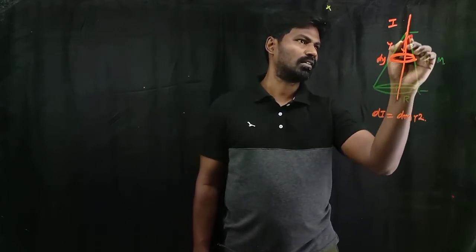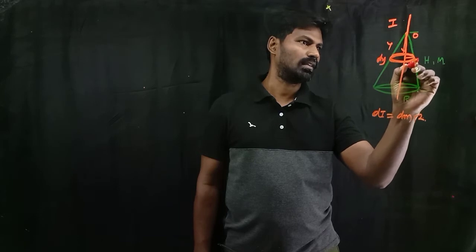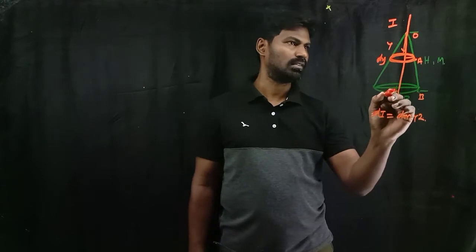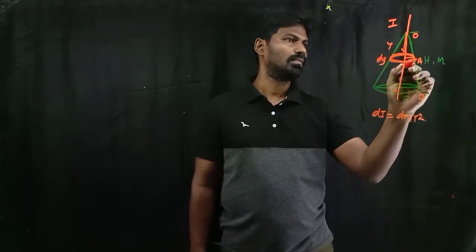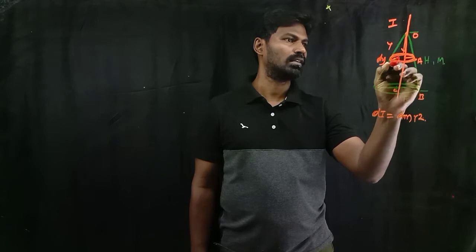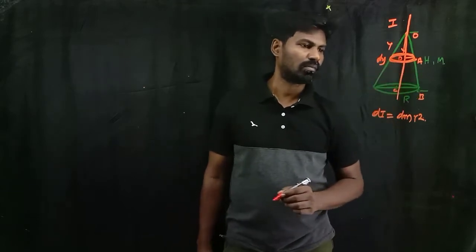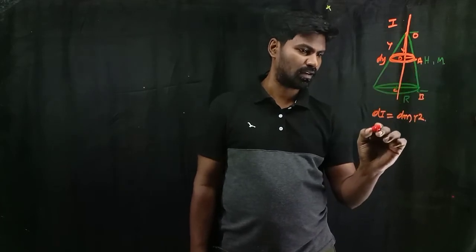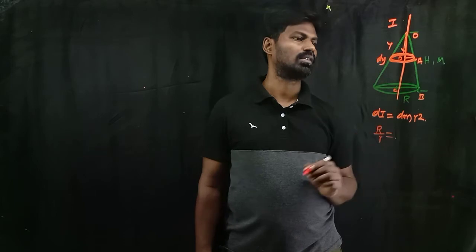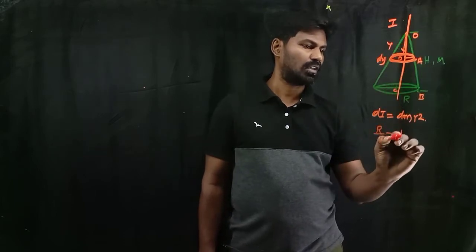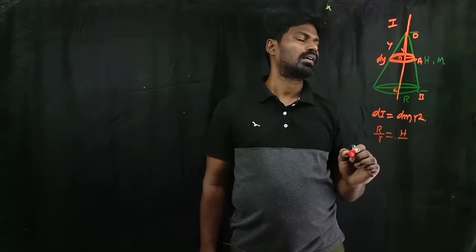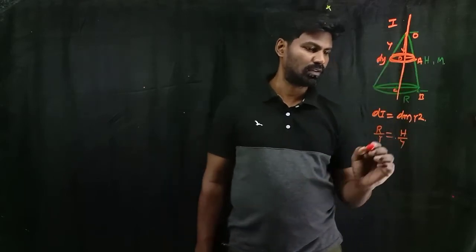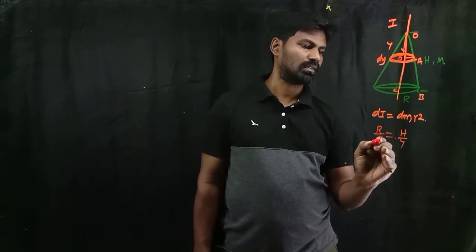To find the radius in terms of R and H, let us take two similar triangles. Let me call the points O, A, B, C, and there are two similar triangles, C, O, B and A, O, D. From the properties of similar triangles, what can I write? Capital R divided by small r is equal to the total height, capital H, divided by this height, y. All this I did purely to calculate the radius of this circular strip.